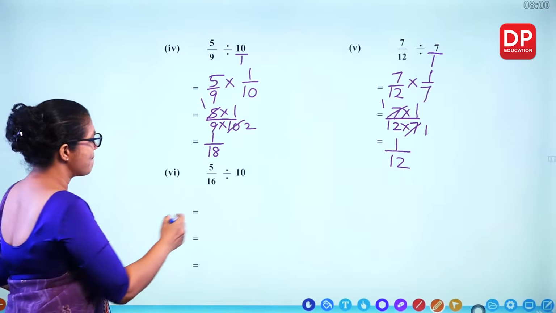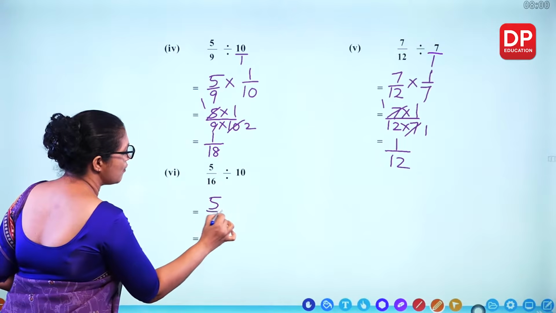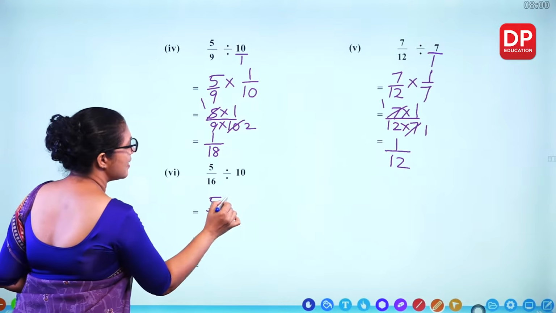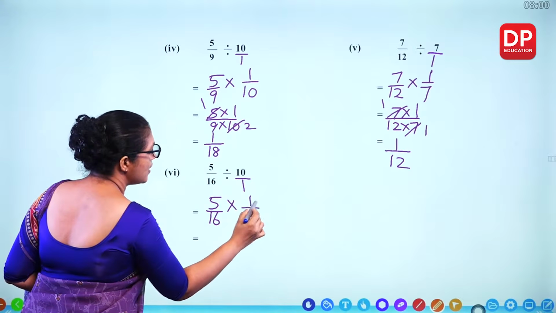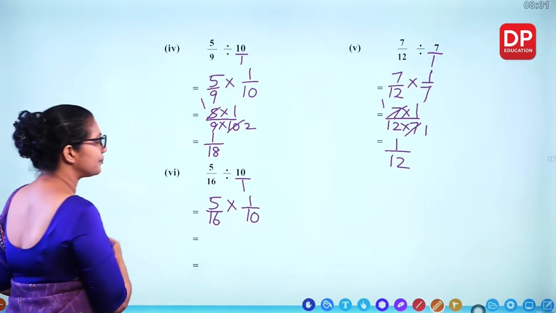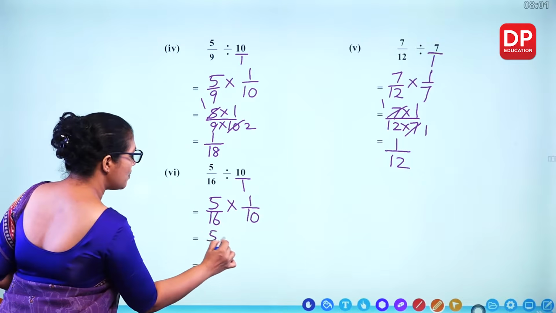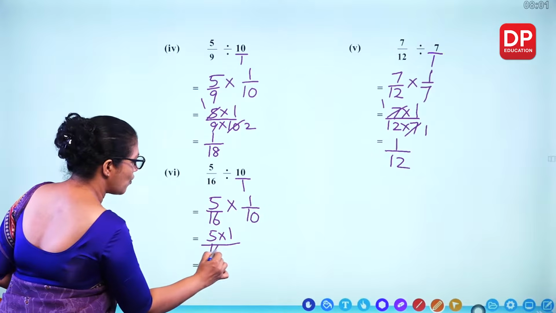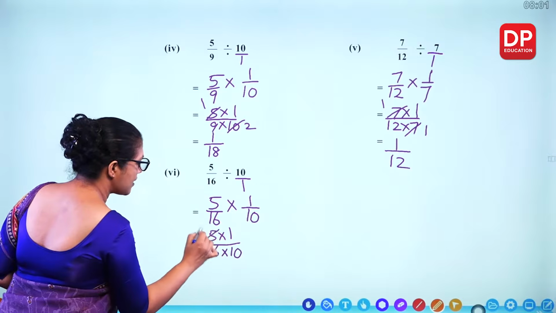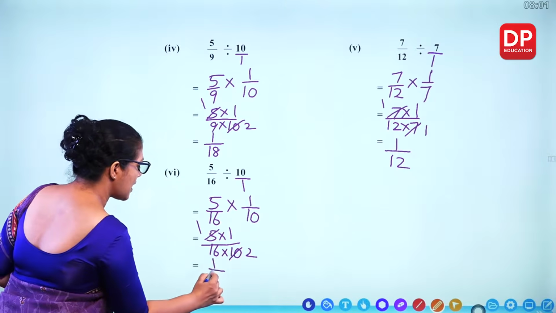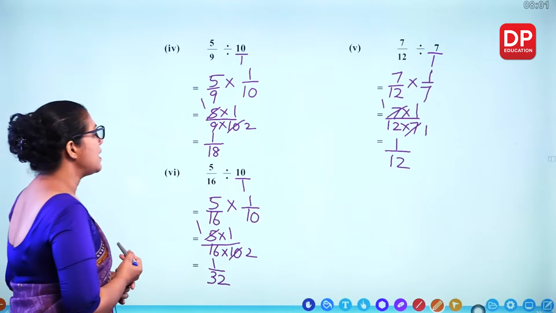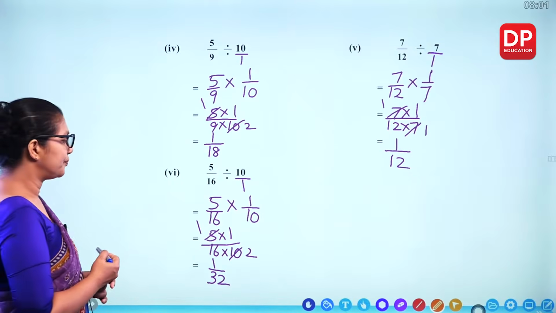This one, same thing. 5 over 16 you write as it is. Convert the division to the reciprocal of the second fraction. Multiply the numerator separately, denominator separately. 5 times 1, 5 times 2. 1 over 16 times 2 is 32.